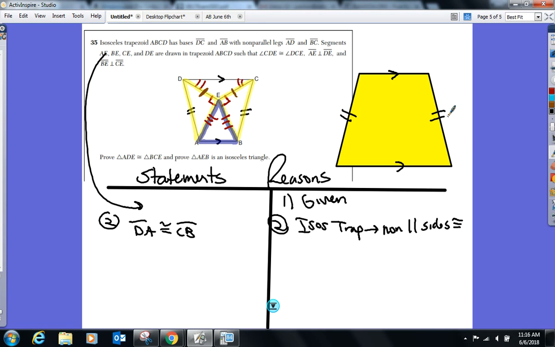Isosceles trapezoid. Other properties. Because I did not even sniff any of the other properties. There's two other huge properties that you should be aware of for an isosceles trapezoid. Non-parallel sides congruent. We got that. There's two other huge properties.